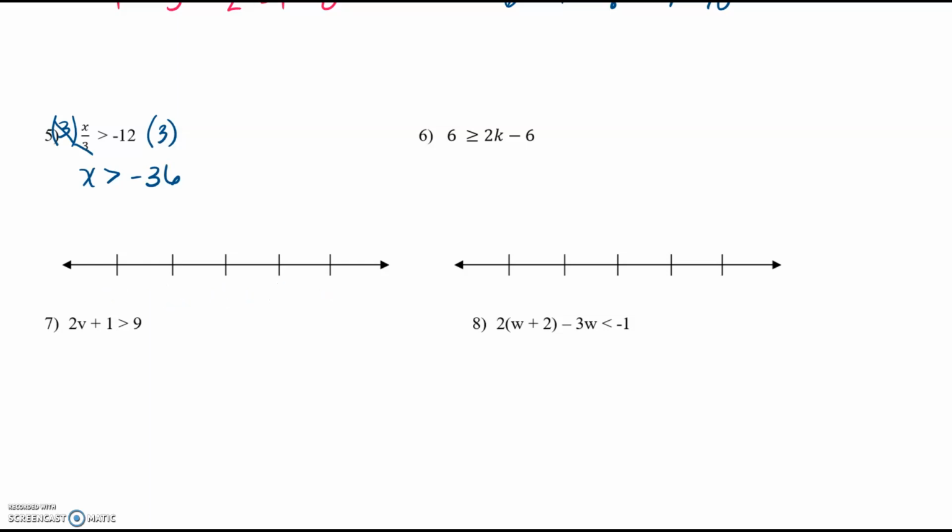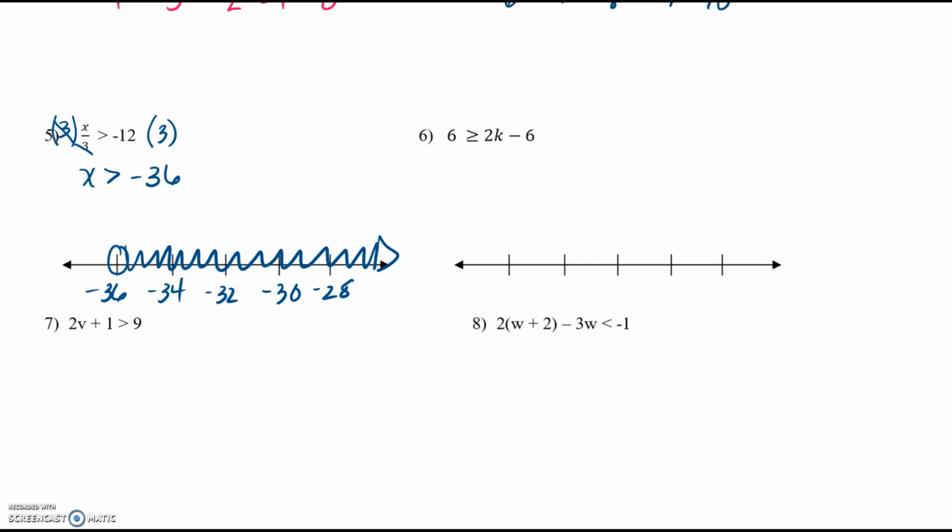I have to redo that because that's backwards. Negative 36, negative 34, negative 32, negative 30, negative 28. I was making them smaller instead of larger. All right, so I'm going to have an open circle, and I'm choosing all the values that are bigger than that. All the values that are bigger. Okay, so that's that one.